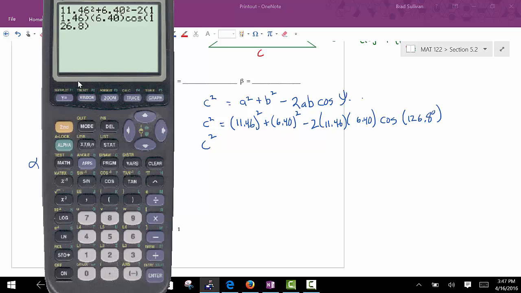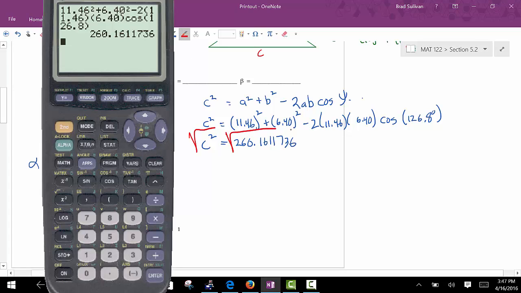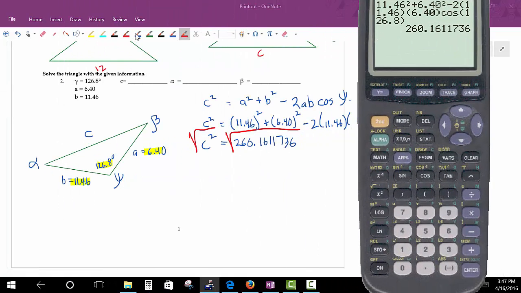Okay, so I make sure I got everything put in. I got the sum of the squares of the two sides, twice the product of the two sides, times the cosine of the angle in between. Okay, so I press enter. I'll let the calculator calculate that out for me. So I've got c squared is equal to 260.1611736. Now I'm going to take the square root of both sides. So I'll get my calculator out and I will do that calculation and round that off to 2 decimals.